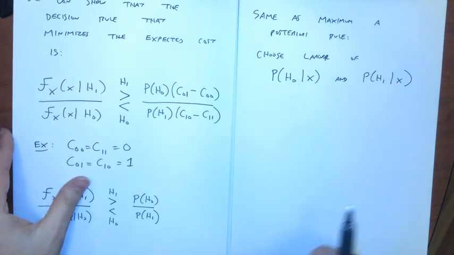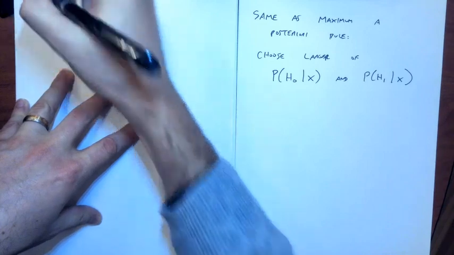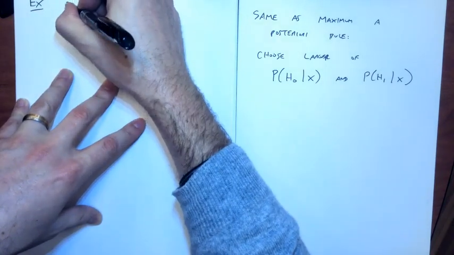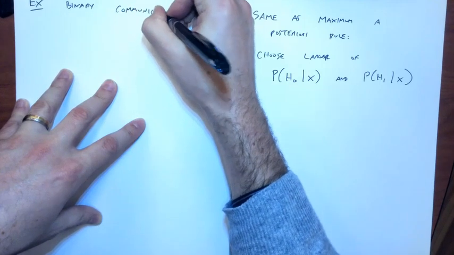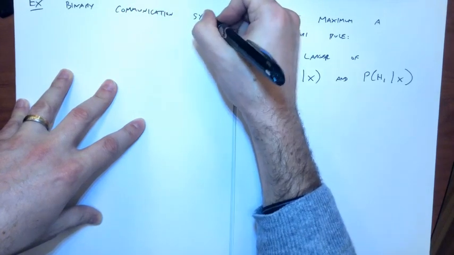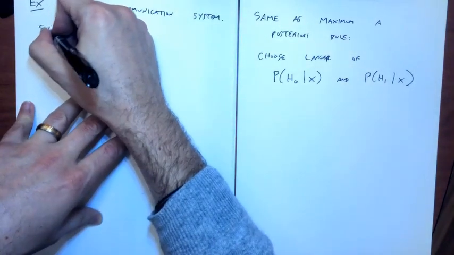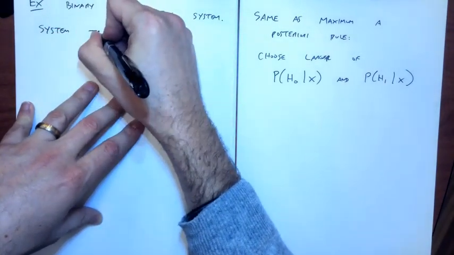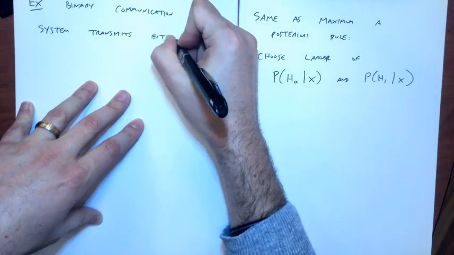So this is kind of the thing that you might do if you were in a communications theory class. So let's suppose we have a binary communication system. What this means is that the system is either transmitting a +1 or a -1 across the channel.